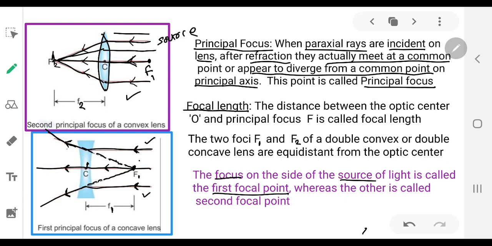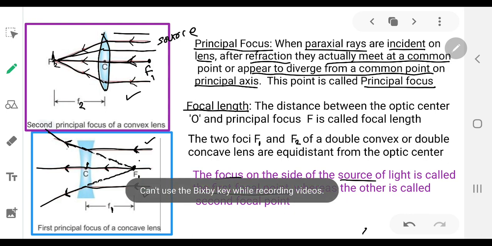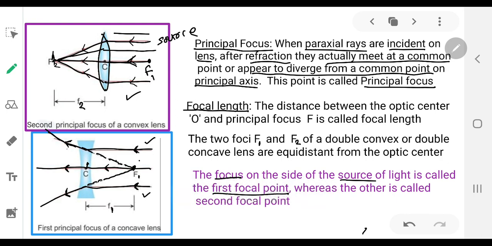In the case of a concave lens, here is the source which is emitting the light rays. After refraction, the rays diverge, and the point where the refracted rays' directions meet when extrapolated is F1. So this is taken as F1. On the other side it will be F2.